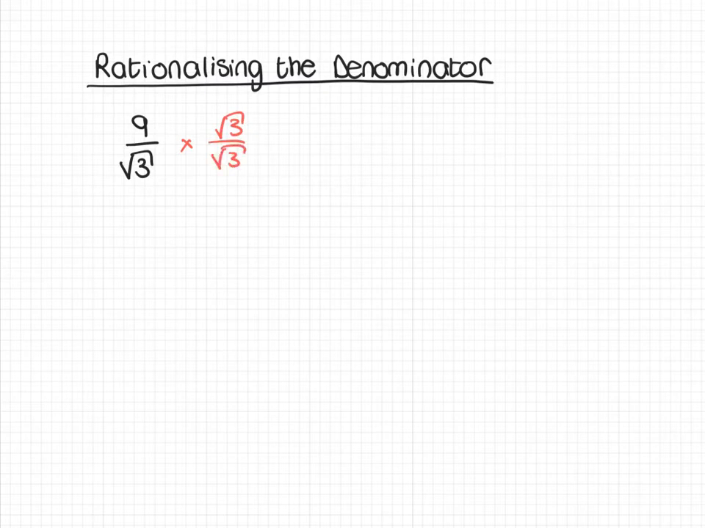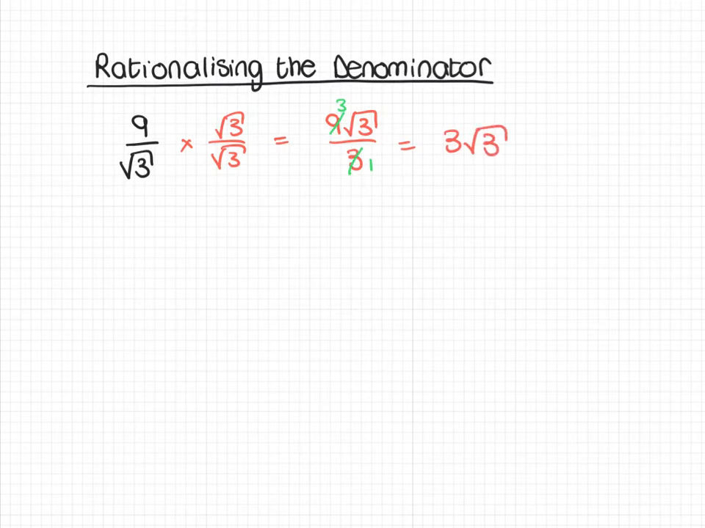I'm not changing it. So the top line becomes 9 root 3. The bottom line, root 3 times root 3 is root 9 or 3. And then I can do some simplifying. I can divide both top and bottom by 3. So that would be 1 and 3. So my answer is going to be simply 3 root 3.